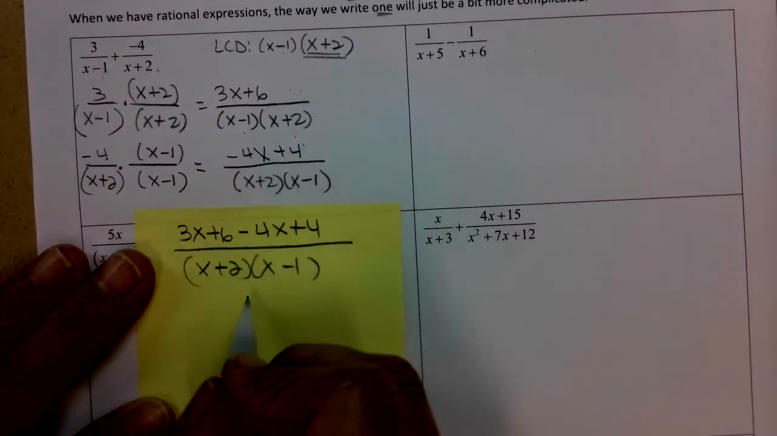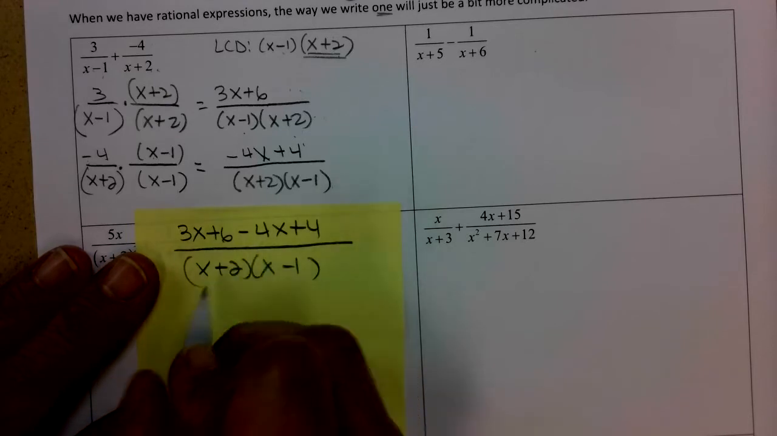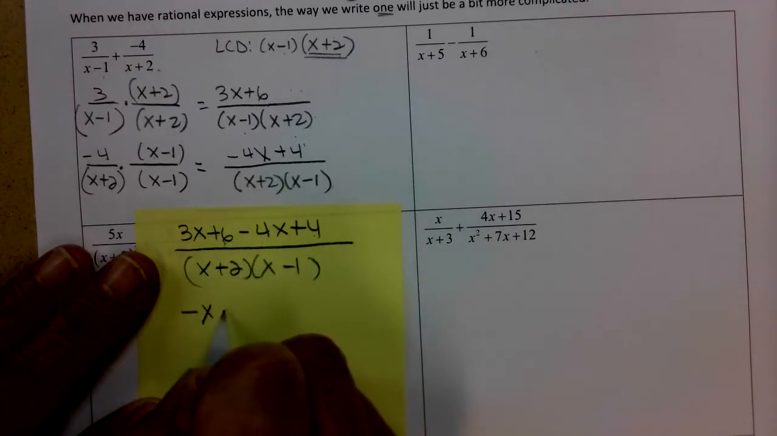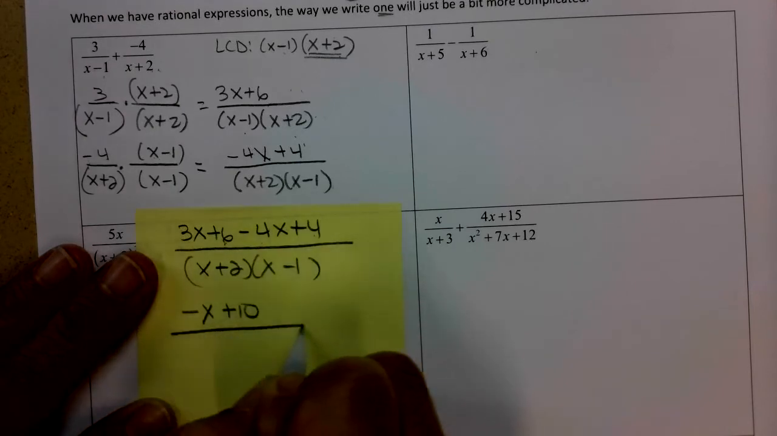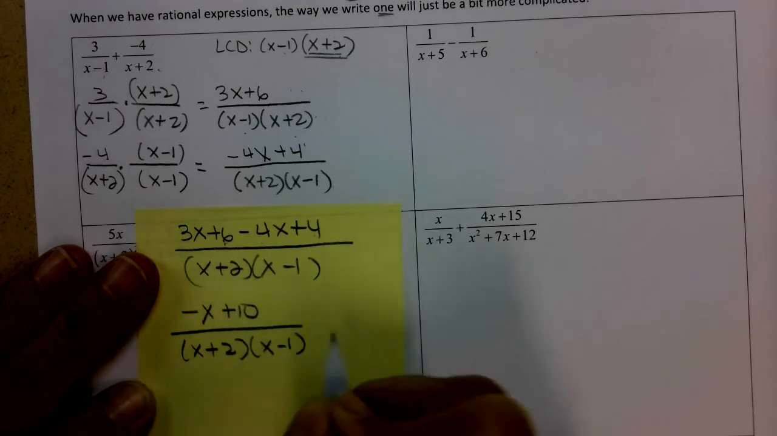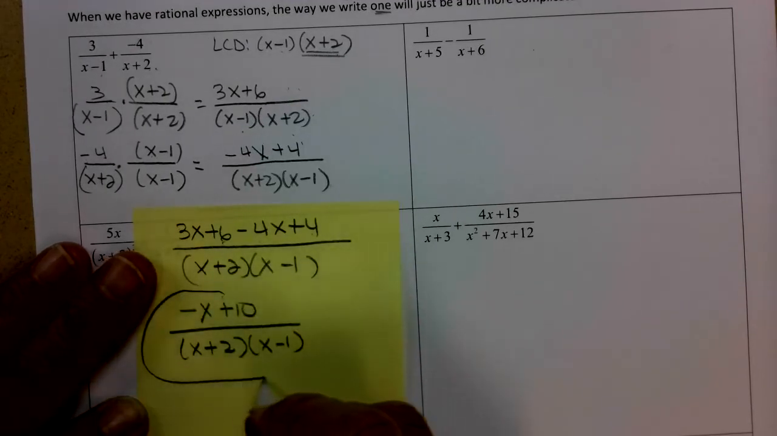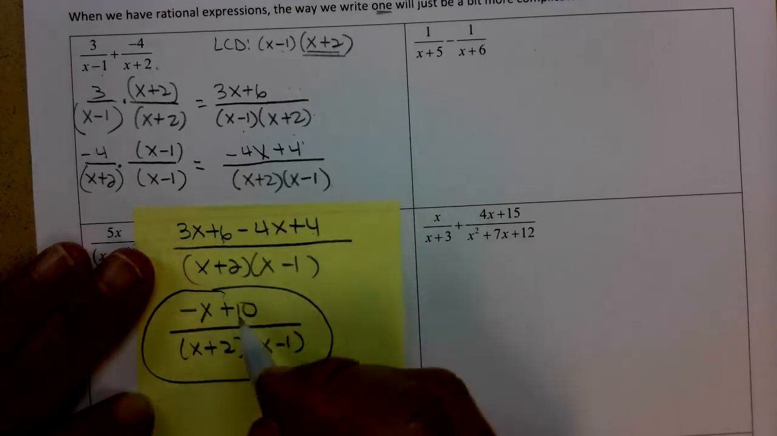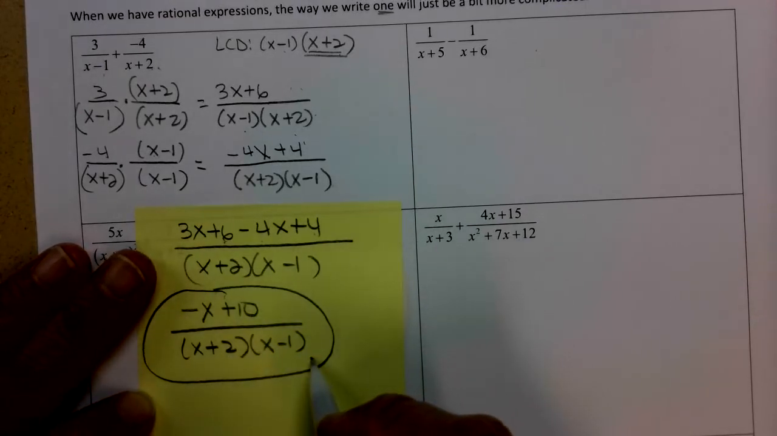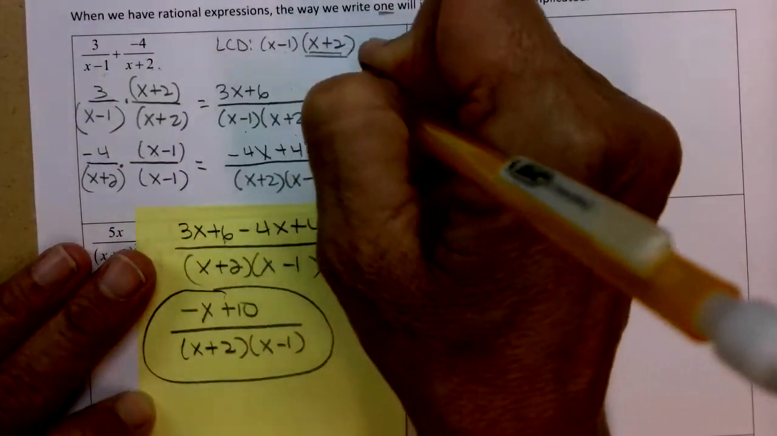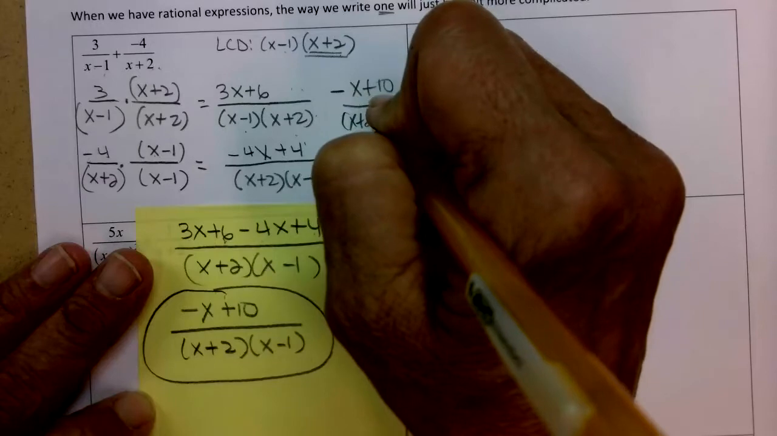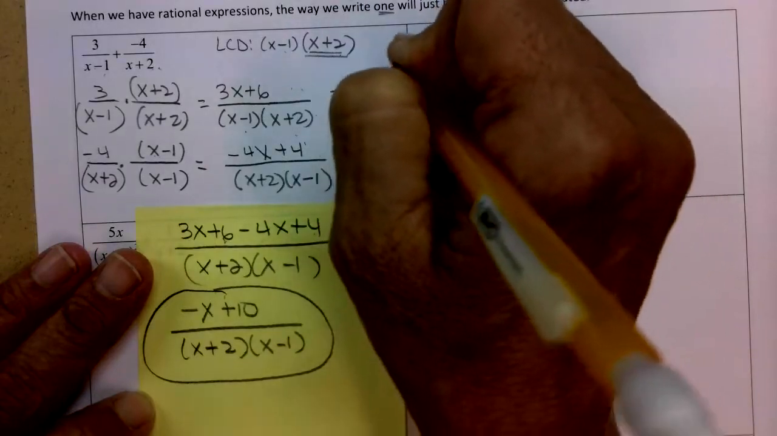Go ahead and combine like terms in the numerator. I have 3x minus 4x, that's minus x. I have 6 plus 4, that's plus 10. And in that denominator, I'm not going to multiply it out. That's not what we're looking for in this section. So I'm going to leave it just like that. There's nothing common, top to bottom. I don't have any common factors to reduce. Okay, so my final answer here is going to be negative x plus 10 over x plus 2 times x minus 1.